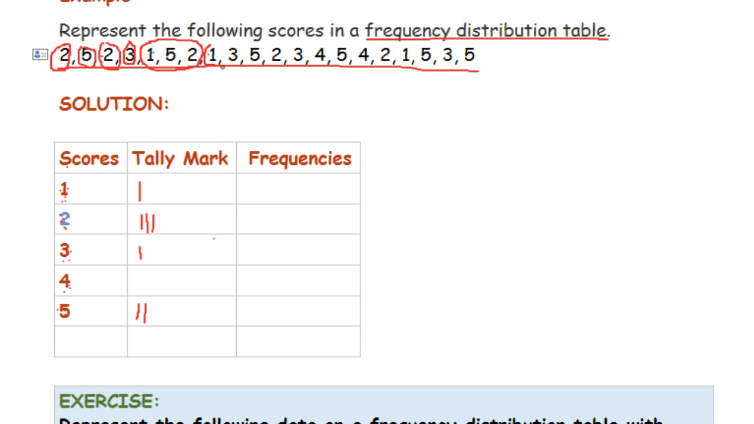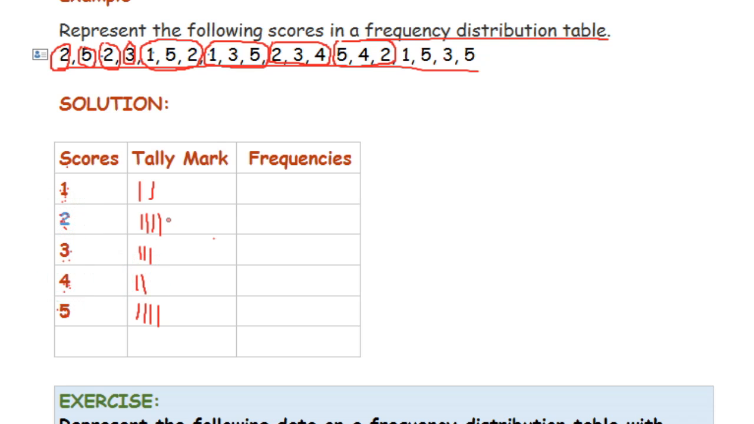So let's represent 1, 3, 5 with tally marks. So 1, 3, and 5. So what about 2, 3, 4? So 2, 3, 4. Let's represent the next one. 5, 4, 2. 5, 4. 4 here and 2 here, 2.